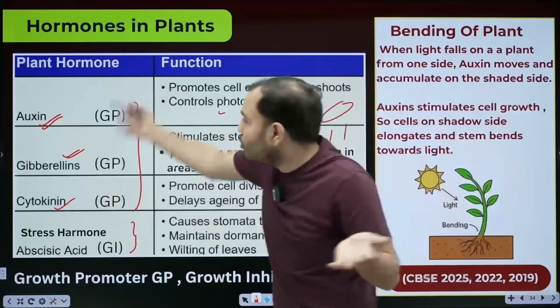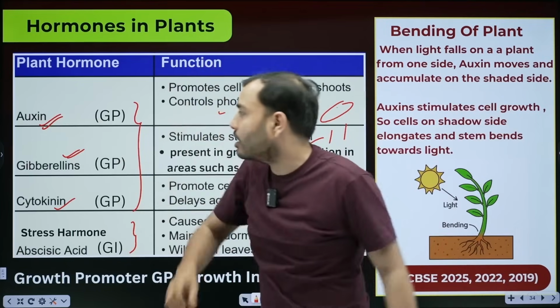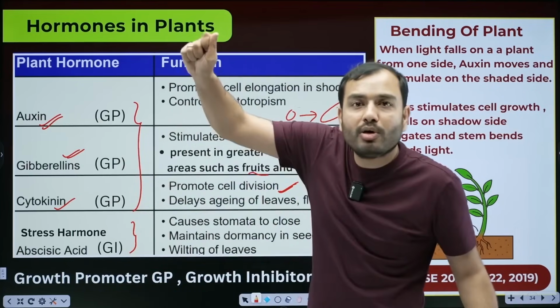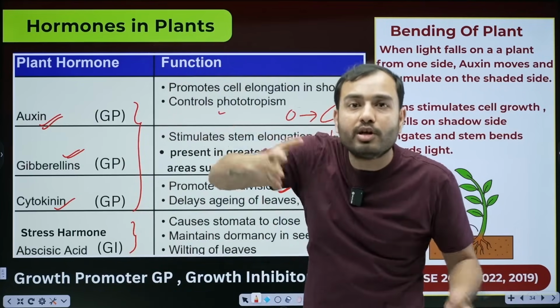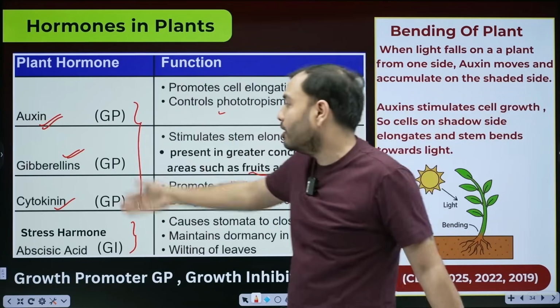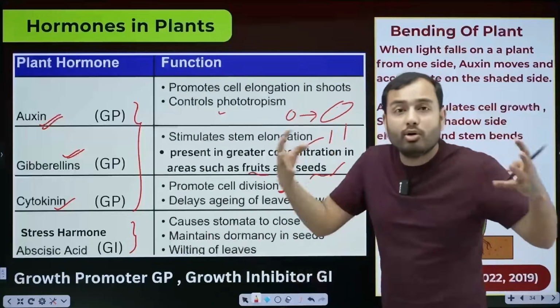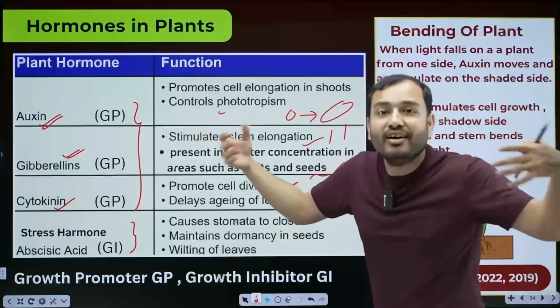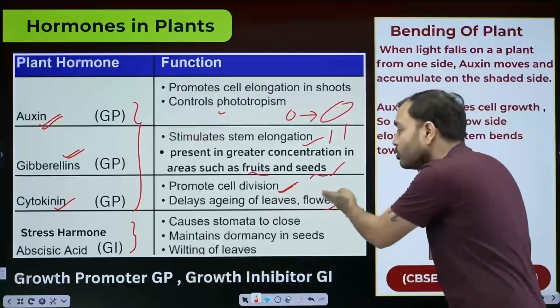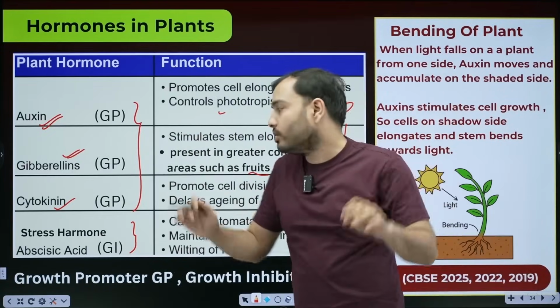Growth promoters. These three are growth promoters. What does auxin do? It lengthens the cell. What does gibberellin do? It lengthens the stem. It's found in the fruits and seeds. It helps them grow bigger. What does cytokinin do? It promotes cell division. More cells are being made. It stops the aging of leaves and flowers from getting old.